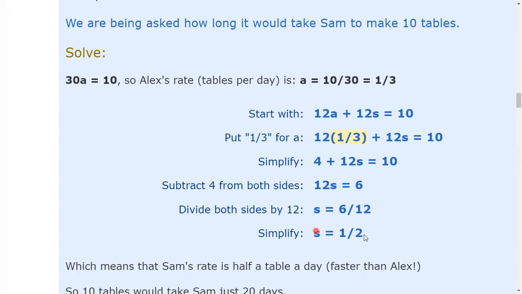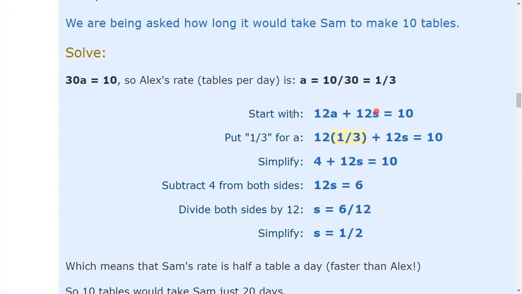Look at this. This is the rate of Sam manufacturing the table, and this is the rate of manufacturing of Alex. So we have A and we have S. We supposed that A is the rate of manufacturing of Alex, and S was Sam's rate of manufacturing, which means that Sam's rate is half a table a day faster than Alex.